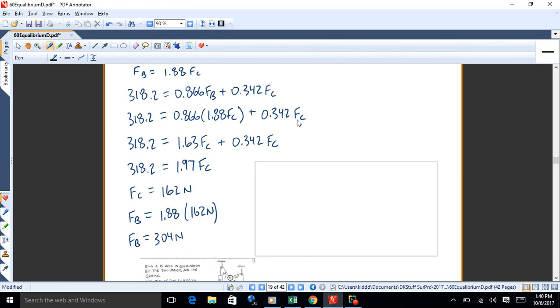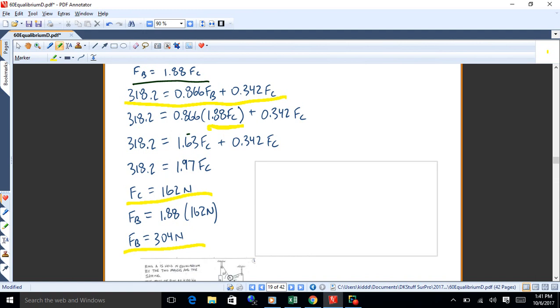What I've got is FB equals 1.88 FC from the sum of FX equation, and then I've got that sum of FY equation. I'm working through the substitution on the two equations and two unknowns. I substitute the 1.88 FC into the Y equation, which gets me one equation with one unknown that I can solve. I get FC as 162 newtons, and then I can solve for FB. So that's the forces in the cables.